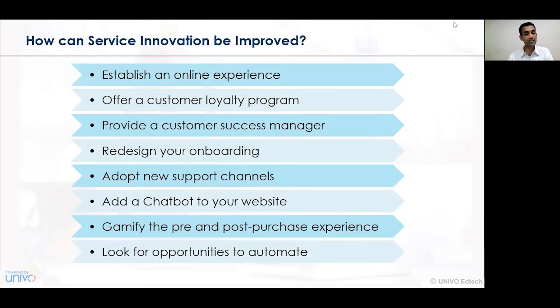These are the various tools and techniques through which we can innovate a service experience, and the experiences of the customers can be improved in a better and more effective way, which will help deliver a better service to the customers and lead to their greater satisfaction.